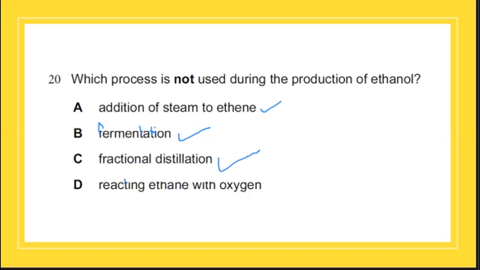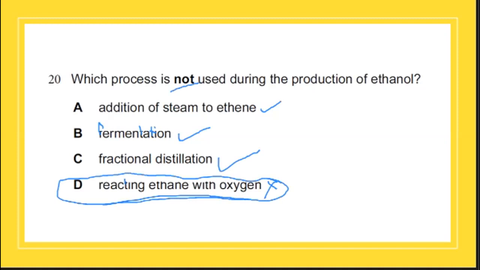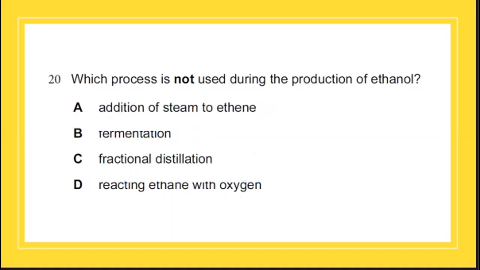Reacting ethane with oxygen, no. Nowhere does reacting ethane with oxygen help give ethanol. So the one that is not used is D as in dog. That's the only one that is not used during the production of ethanol. So the answer is D as in dog.